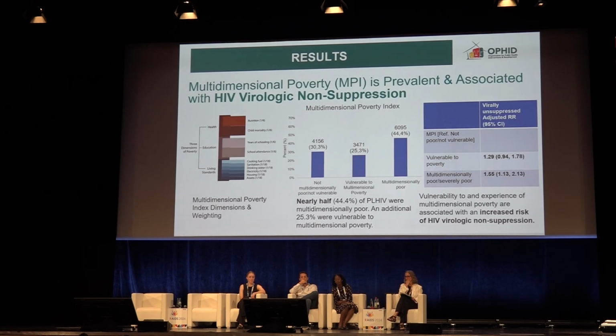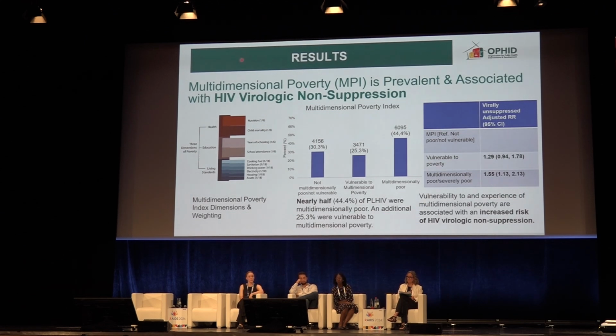Multi-dimensional poverty is prevalent and associated with HIV virological non-suppression. As you can see to my extreme left, we measured poverty along 3 lines. We looked at health, where we looked at nutrition and child mortality. Then under education, we looked at the years of schooling, as well as school attendance. Then we also looked at the living standards. Nearly half of the participants living with HIV were multi-dimensionally poor. We also had an additional 25.3% who were vulnerable to multi-dimensional poverty.